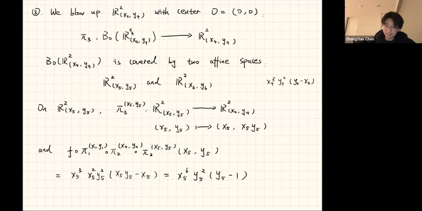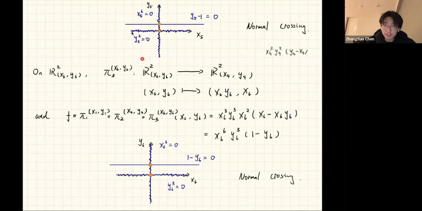Then you do the same thing again. You blow up at the origin and compute pi and compute the f on each of this chart. Then you can conclude that you will get normal crossing polynomial on each of this chart. You can see each of the singularity, they are normal crossing. So after we do like 3 blowups, we reach a situation that every singularity is normal crossing.